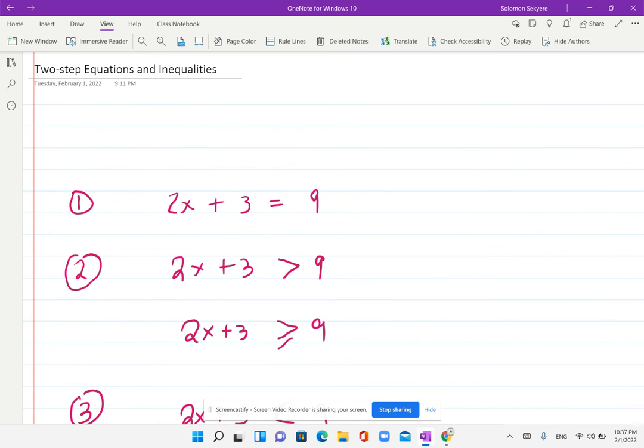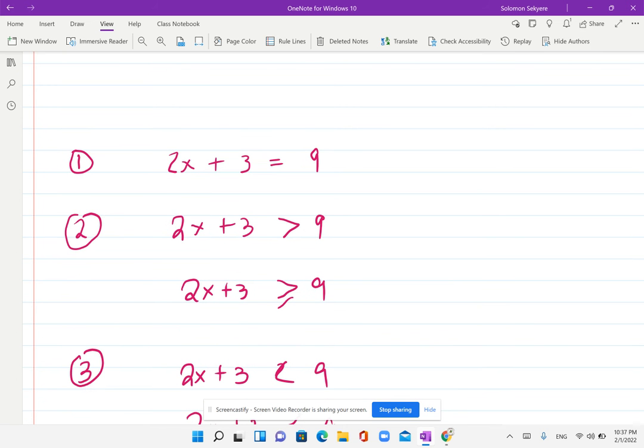Okay, in this video here, we're going to quickly review two-step equations and inequalities. Okay, so we've done this a few times. If you have 2x plus 3 equals 9, okay, how do you find that unknown?